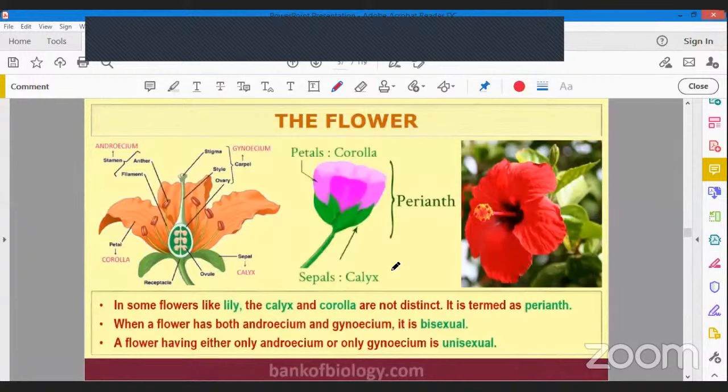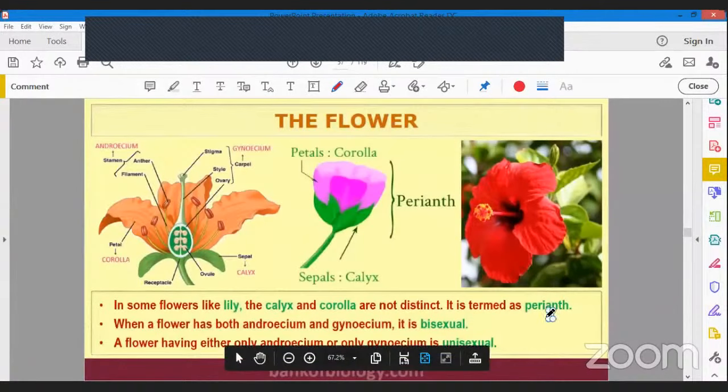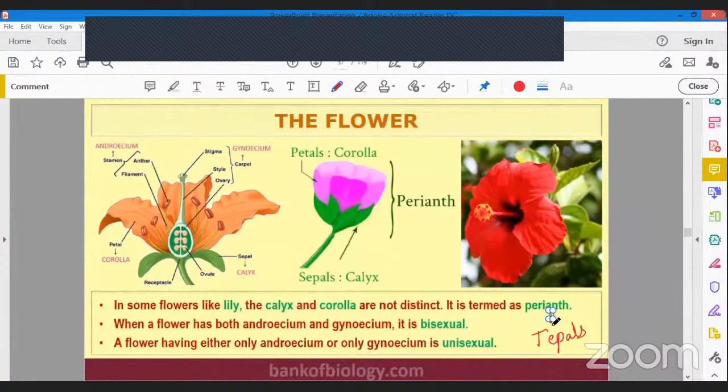This perianth has individual units called tepals. Write down, this perianth has individual units called tepals. Done. So when the flower has both androecium and gynoecium, it is bisexual, also called monoecious. A flower having either only androecium or gynoecium is unisexual, that is dioecious. So take down.